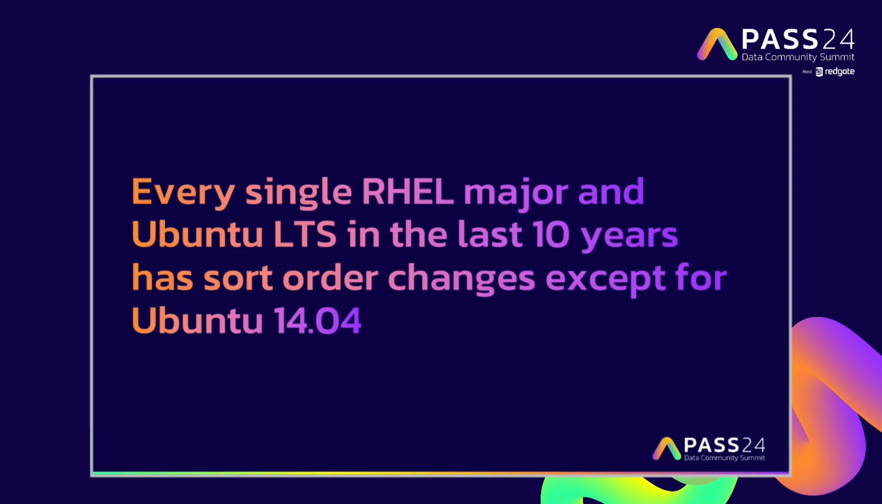What we found was a little bit surprising. We discovered that every single Red Hat major release and every single Ubuntu release in the last 10 years, except for 14.04, has sort order changes. So while the big changes might be uncommon, small changes are happening all the time.